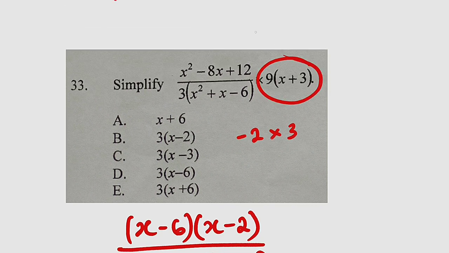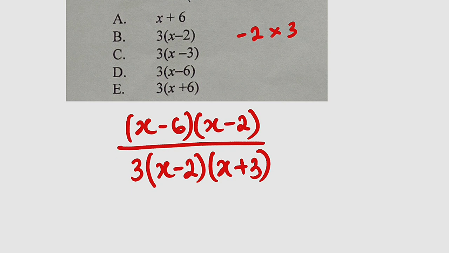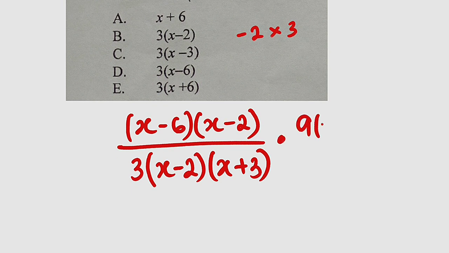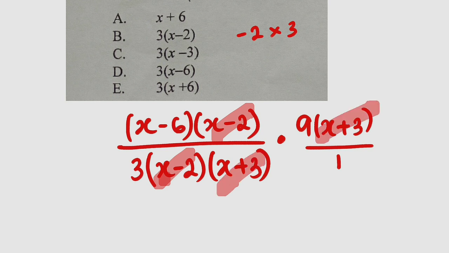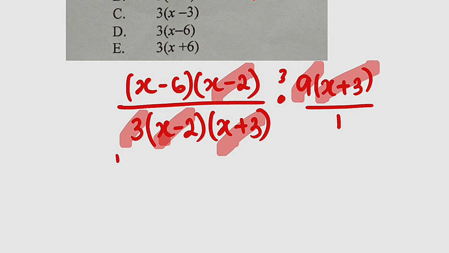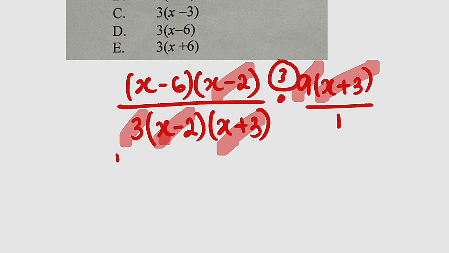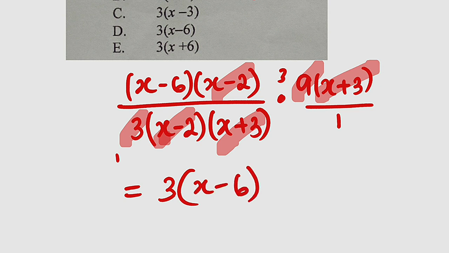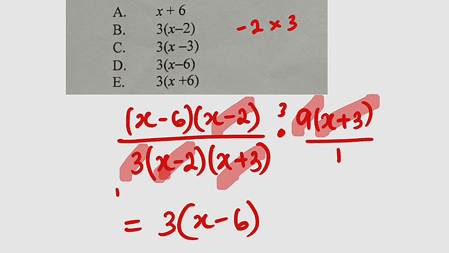Remember, we have another one here, which is 9 times x plus 3. Multiply by 9 times x plus 3. I can even rationalize it as divide by 1, because dividing by 1 will not change anything. So let's cancel something. This will cancel this because they are exactly the same. This will cancel this. And you know that 3 can go into 3 exactly 1 time, and it can go into 9 exactly 3 times. So the only thing we have is this 3 and this factor. So we have this to be 3 multiplied by x minus 6, which is option D.